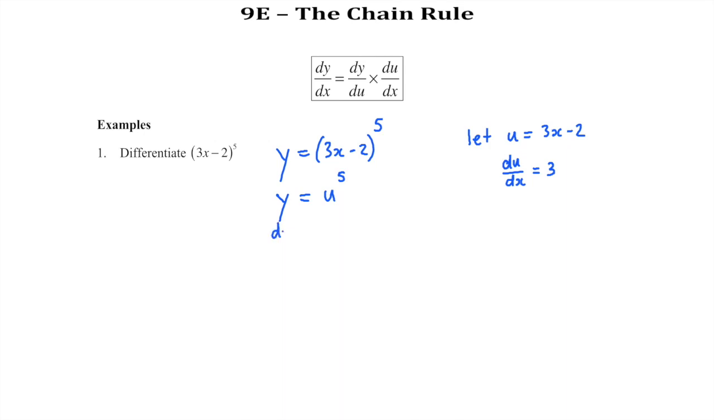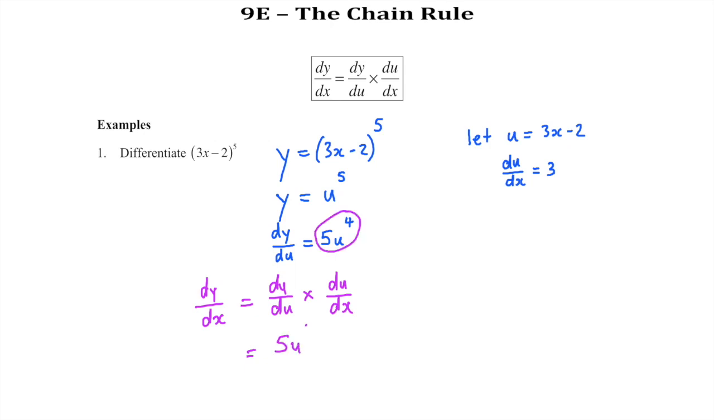I can differentiate that, but there are no x's there, so I'm going to differentiate using the letter u. The power above the u is a 5, so times it out the front, you get 5u to the power of 4. Now I'm going to use the formula written at the top of the screen. I have dy over dx equals dy over du times du over dx. Now dy over du, I know that's 5u to the power of 4. Du over dx, I know that's 3. That equals 15u to the power of 4.